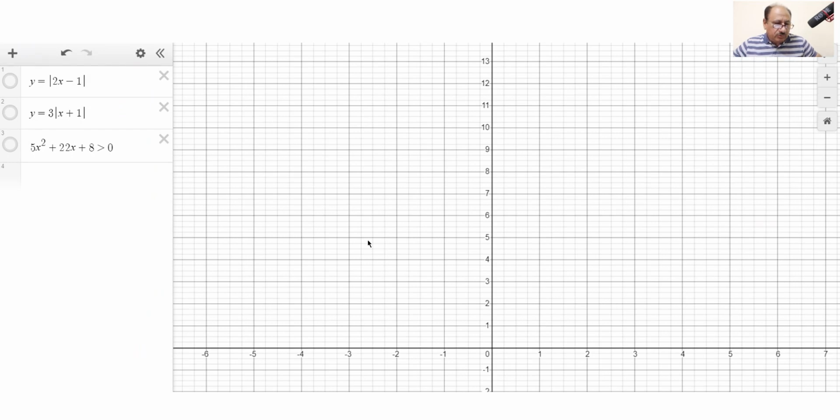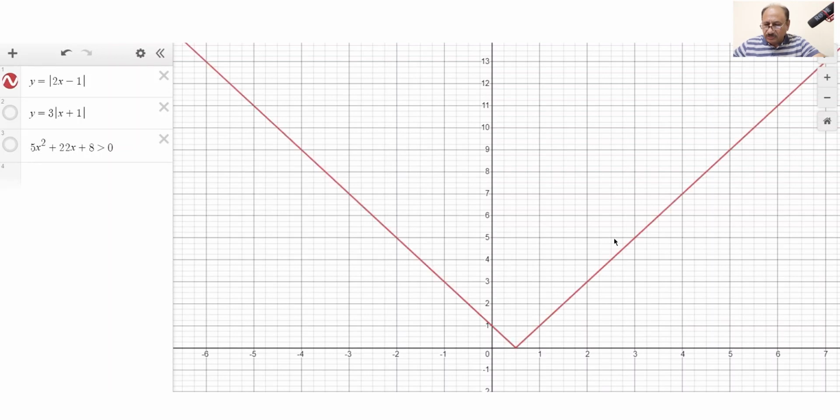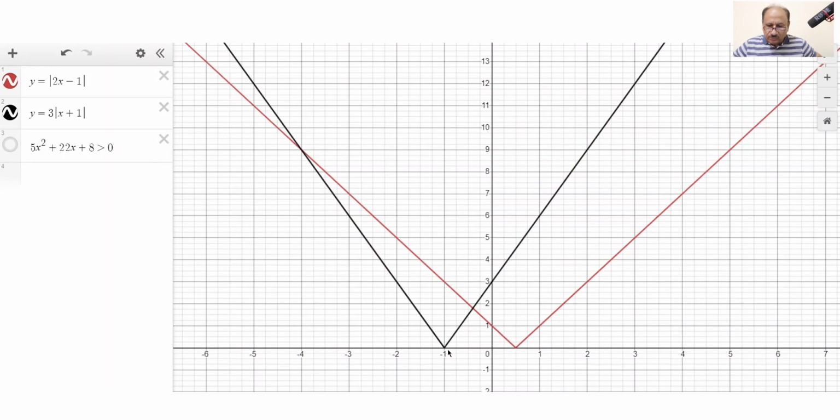Okay, so this is the software which I'm using, and our first equation is mod of 2x minus 1. If we plot this, y equal to mod of 2x minus 1, this will be the curve, basically a V-shaped graph, and we can see the negative side is transformed to the plus side because of the mod. And if we plot y equal to 3 into x plus 1, which is on the right side of the inequality of our question, separately, we will get this graph. This is also a V-shaped graph, and both graphs intersect at these points, minus 0.4 and 1.8, and minus 4 and 9.